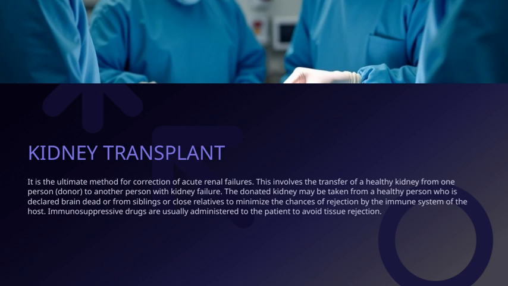Choosing relatives helps reduce the chances of the body rejecting the new organ because of genetic similarities. To prevent tissue rejection, patients usually receive immunosuppressive drugs, which help their immune system accept the transplanted kidney. This procedure is a significant advance in nephrology and offers hope for many patients with severe kidney problems.